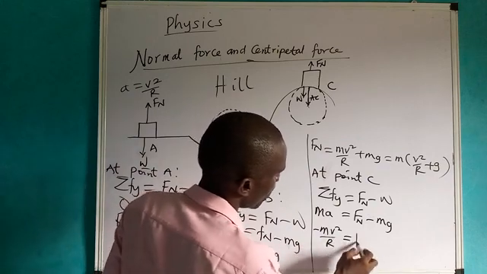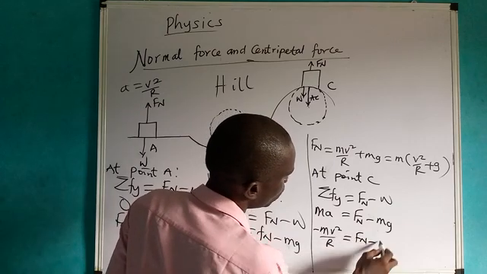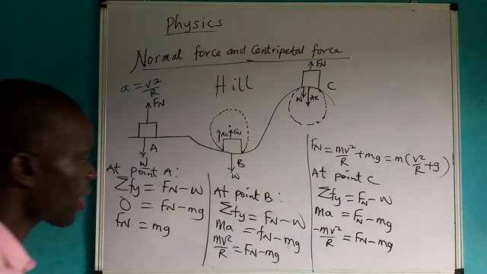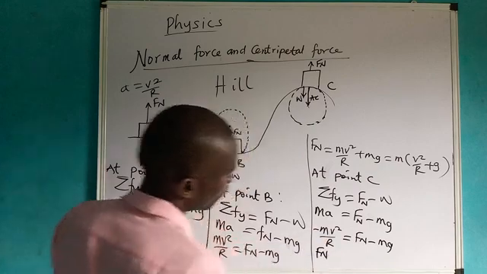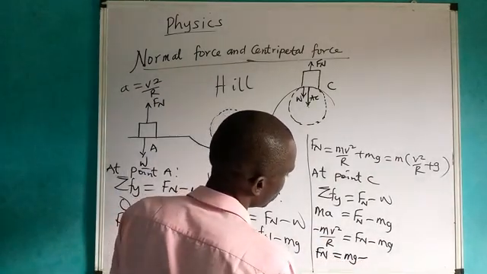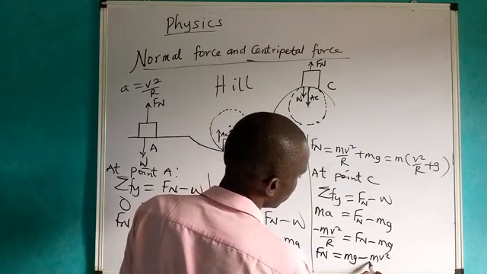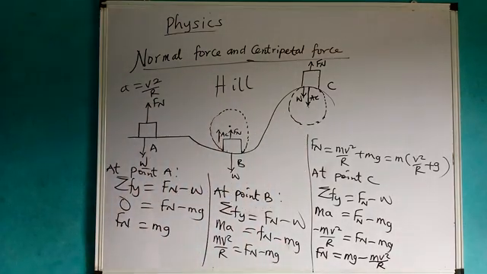Now, in this case, we have Fn minus mg, and I want to make Fn the subject of the formula. If I make it the subject, I will have Fn, and this one will move over. If it's moving over, I'm going to have mg minus mv squared over r. So I'm going to have Fn equals mg minus mv squared over r. That is what we have there.